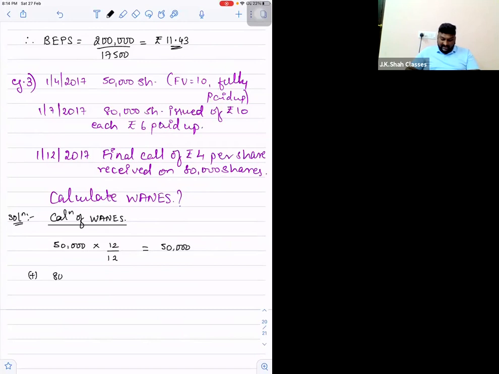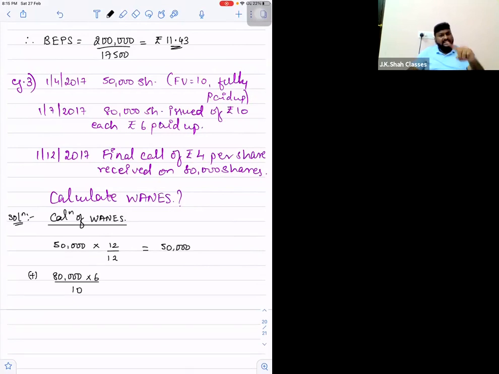But sir, please focus over here. When I talk about these 80,000 shares, can I say they are partly paid up? So convert these partly paid up shares as if they are fully paid up. So how to convert them? 80,000 into 6 rupees, 4,80,000 is what we received. Assume this 4,80,000 is received for fully paid up shares, then you just have to divide it by 10.